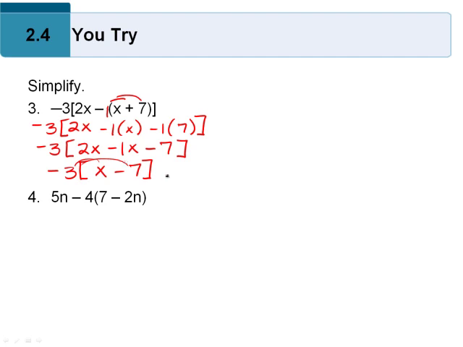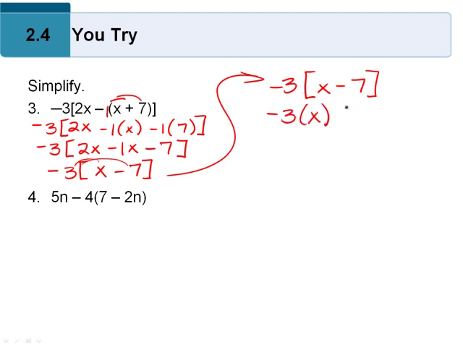And we're going to bring it up here, negative 3, let me just write it again, times x minus 7. So I'm going to have negative 3 times x and negative 3 times negative 7. So that's going to be a negative 3x, and a negative times a negative is a positive 21. And those are not like terms, so you're done.